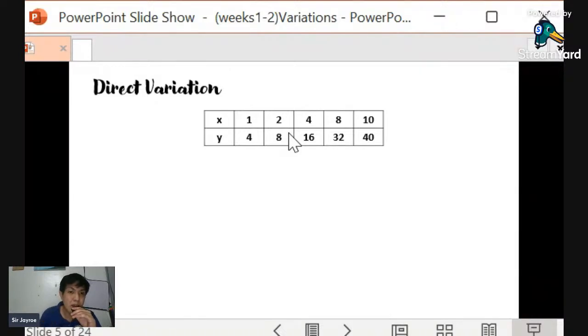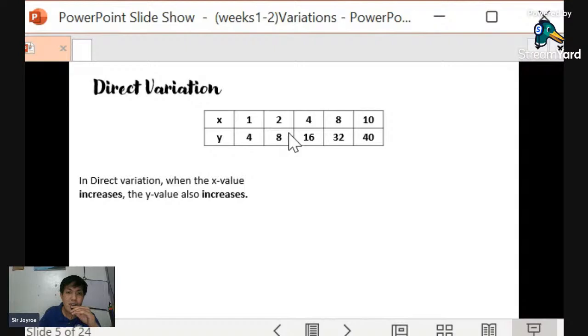So yan po ang titingnan nyo sa table, okay? Yung x value ba ay tumataas, yung y value ba ay tumataas. Okay, so in direct variation, when the x value increases, the y value also increases, no? So from 1 naging 2, from 4 naging 8. Parehong nag-increase. Nag-increase yung x, nag-increase din yung y. Okay? But it's not enough for us to conclude, no? Hindi siya enough para masabi natin, okay, nag-increase pareho. Direct variation agad yan. No, hindi po ganun yon.